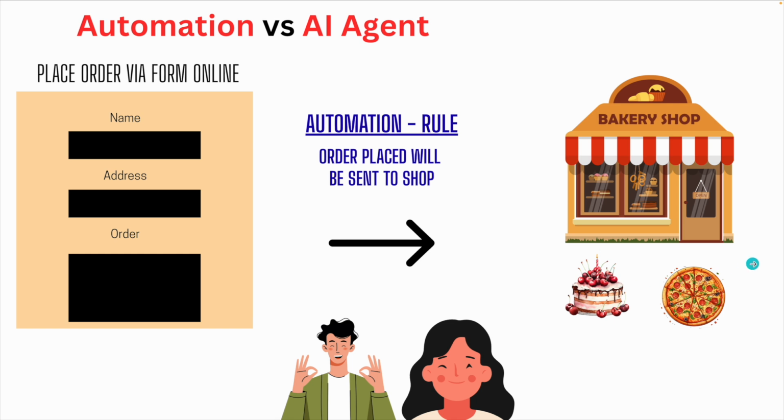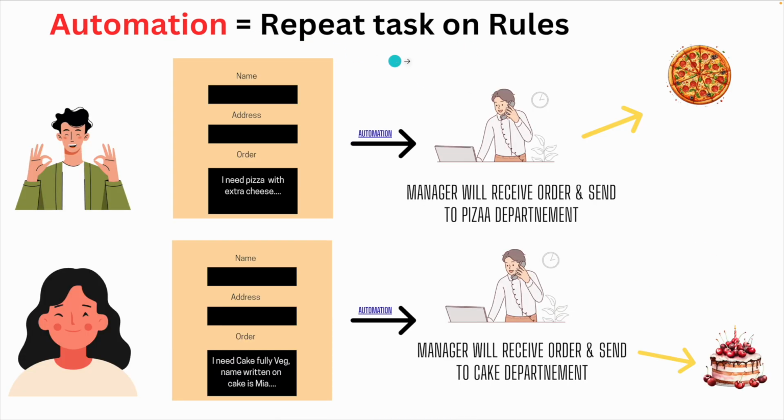So automation is simply going to work on rules. Whatever rules you set, it will repeat the same tasks again and again. So new people will come, they will place the order, and through the automation we have set the rule that the order will go to the shop. That rule it will follow, and the automation cannot go beyond the rule. Whatever rules we have set, it has to follow them and stay within the rules.